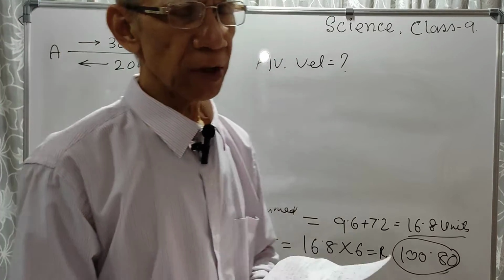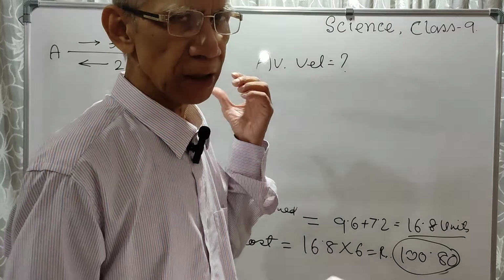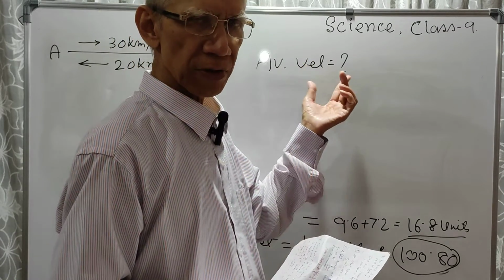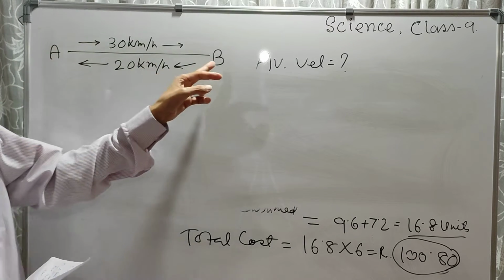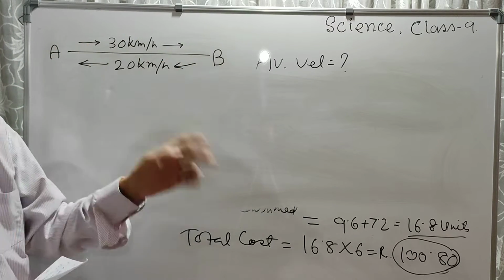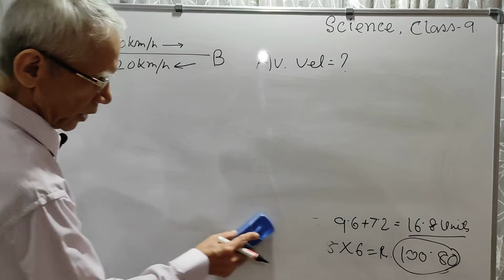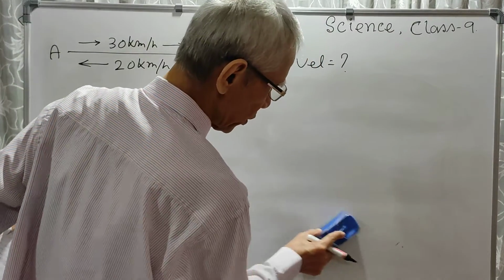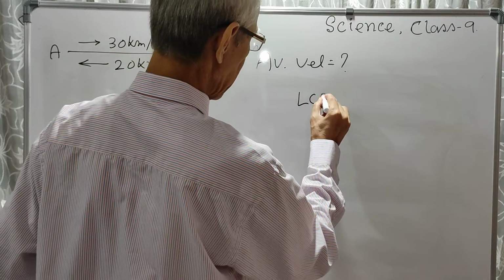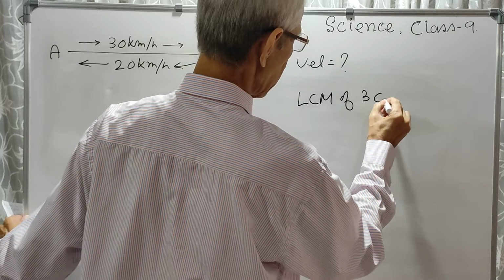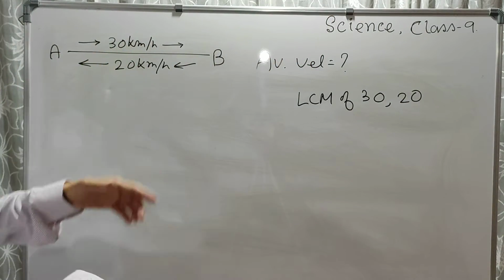Now the average velocity formula is what? Total distance by total time. You have to use that formula. Now what is the total distance? The A to B distance is not given. In such cases, we assume the distance to be the LCM of these two speeds. So find the LCM of 30 and 20. What is the LCM? 60.